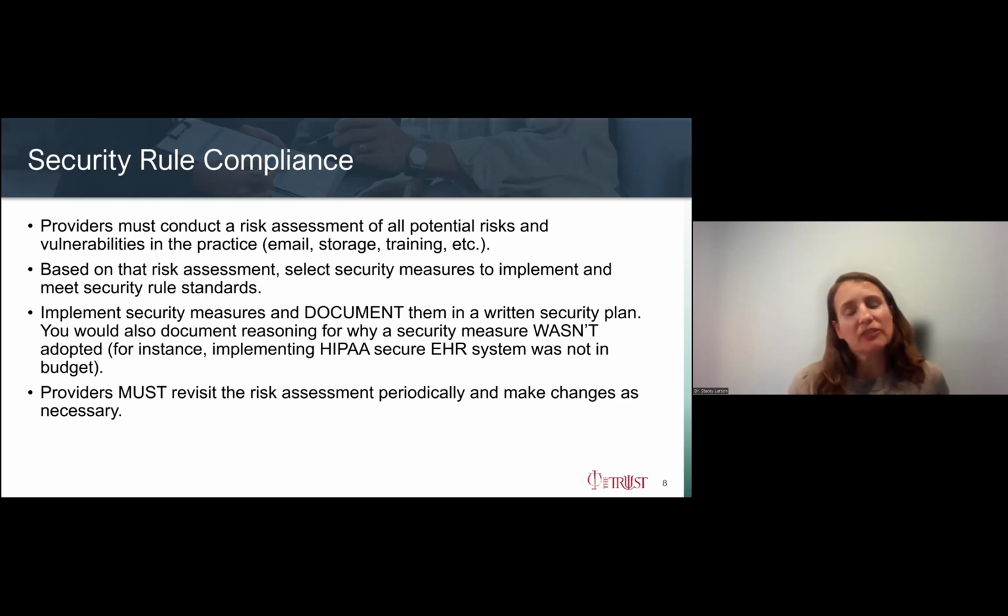I used the example of an electronic health record system earlier. It might be that an electronic health system with all the bells and whistles is just not an option for your practice, but maybe an encryption software is something that would be more applicable for your practice. And so you would want to document the reasoning for why that measure wasn't and was adopted. And then that assessment, you're going to want to periodically review and make changes as necessary.